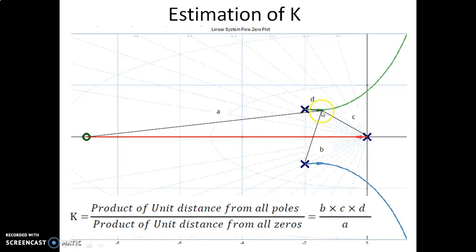Because the point of intersection is over here, we are measuring the actual distances from each of the poles and zeros, and taking the product. It is the product of poles divided by the product of zeros. Since we have more poles, there are 3 terms in the numerator and we have only 1 zero. Assume that when you don't have any zeros, you put 1 here. So it is not 0, you have to put it as 1.